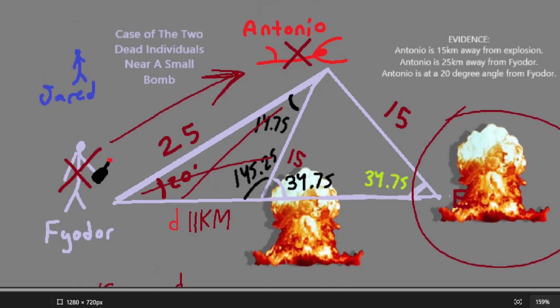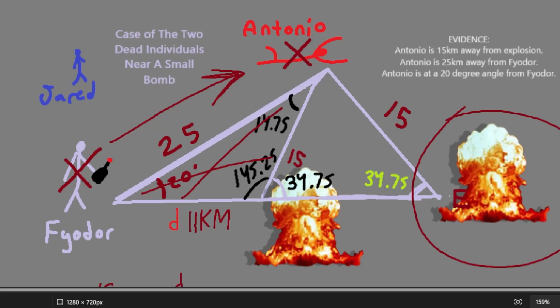Now I'm going to explain to you how this murder happened. Jared wanted both Antonio and Fyodor dead. To do this, he set up a trap using the ambiguous sine law. Jared gave Fyodor false confidence by giving him a detonator and manipulated the angle measurements. Fyodor thought he could throw Antonio 15 kilometers away from the bomb and stay 35 kilometers away himself, safely outside the blast zone. But the numbers Jared gave Fyodor were designed to create an ambiguous case. Fyodor only saw one solution, the one where he was safe. He didn't consider the second triangle, where the bomb would be only 11 kilometers away from him.